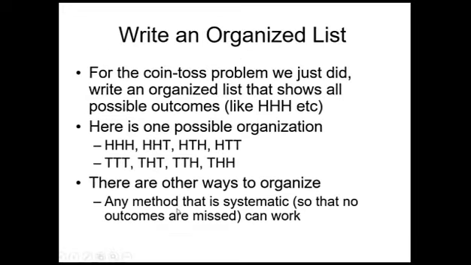Next is writing an organized list. For the coin toss problem we just did, write an organized list that shows all possible outcomes. Here is one possible organization: HHH, HHT, HTH, HTT, TTT, THT, TTH, and THH. There are other ways to organize. Any method that is systematic so that no outcomes are missed can work.